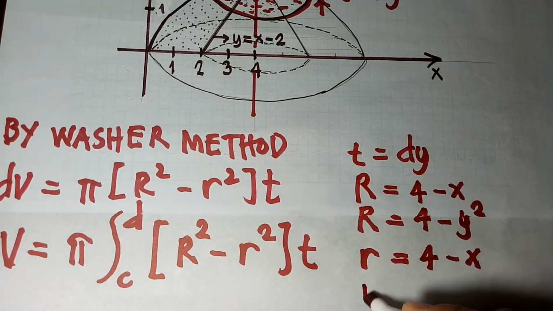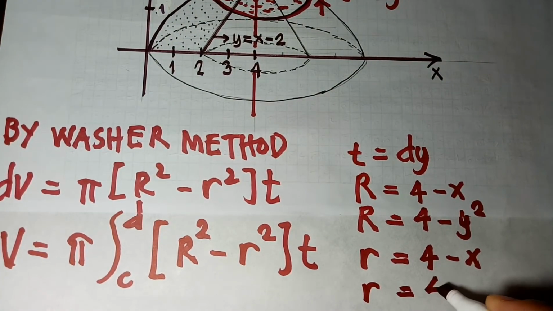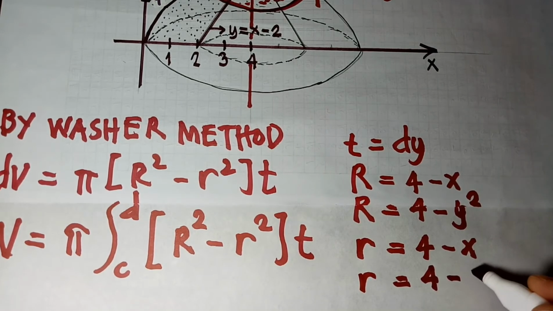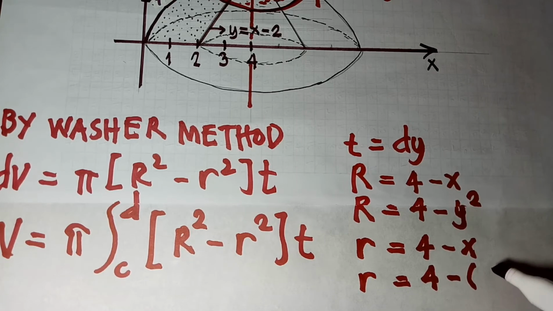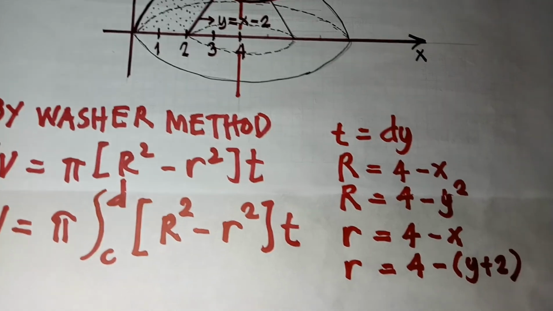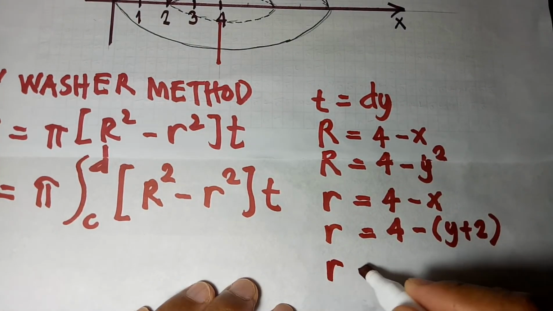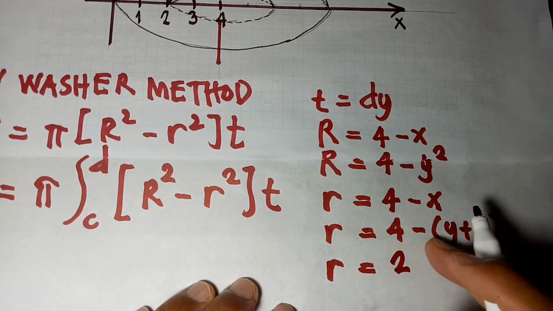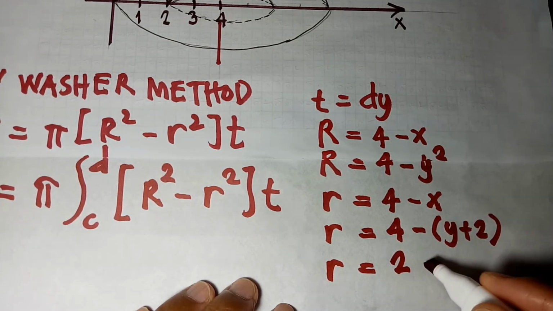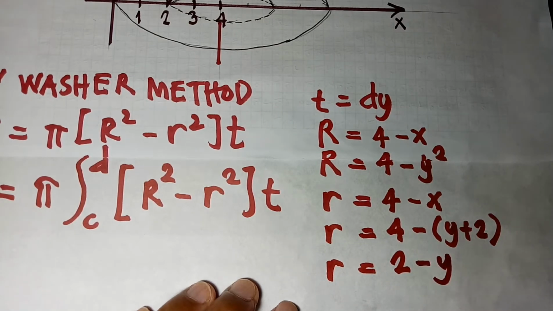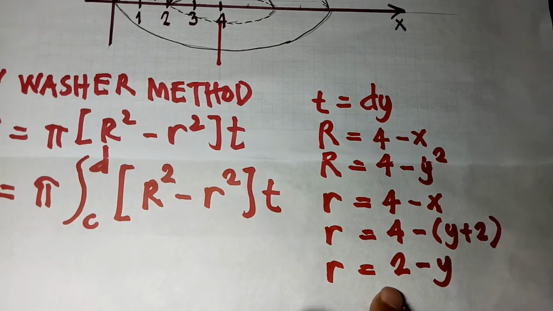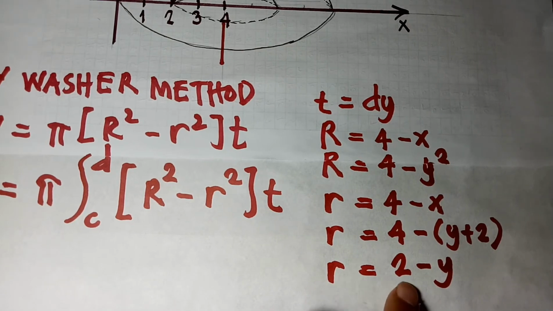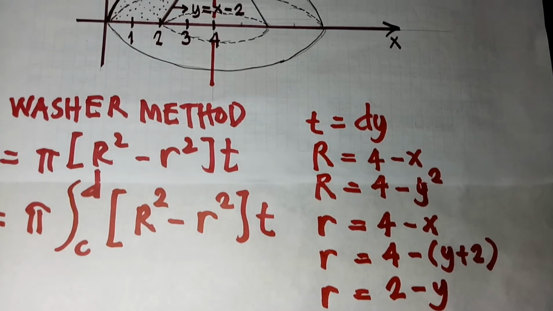So, r natin ngayon equals 4 minus y plus 2. Oh, y plus 2. Okay? So, we will have r equals 4 minus 2 ay 2, and then negative times y ay negative y. So, ayan yung ating inner radius, r equals 2 minus y.